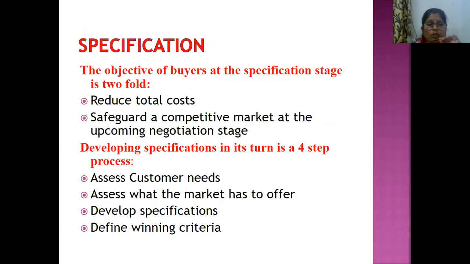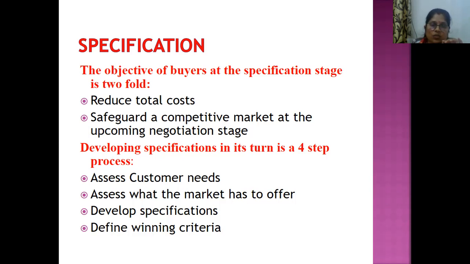After that, what can be the specifications? The objective of the buyer at the specification stage is twofold: either reduce total cost or safeguard a competitive market at the upcoming negotiation stage. Then developing the specification in its turn is a 4-step process, that is assess customer needs, assess what the market has to offer, develop specifications, define winning criteria.